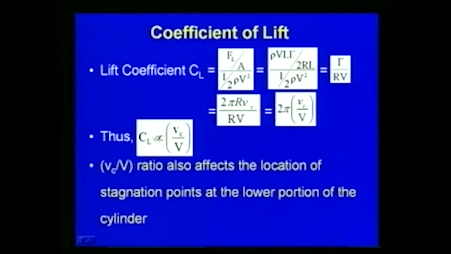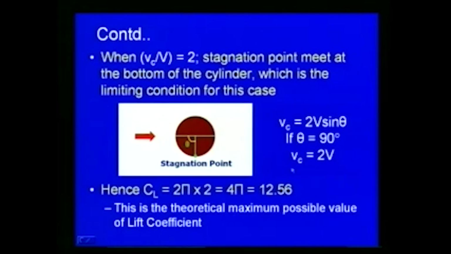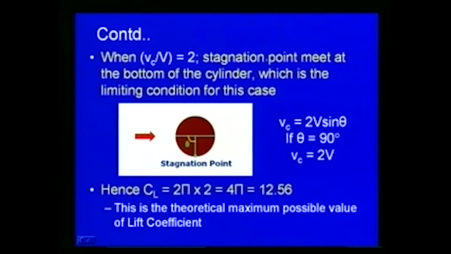So CL is a function of Vc by V, or it is proportional to Vc by V. Now you can see that when we analyze various cases, when this Vc by V is equal to 2, the stagnation points meet at the bottom of the cylinder, as in this case here, which is the limiting condition for this case. We have already seen that Vc, the velocity on the periphery of the cylinder, is equal to 2V sin theta, and this will be maximum when theta is equal to 90 degrees. So if theta is equal to 90 degrees, we can write Vc is equal to 2V.